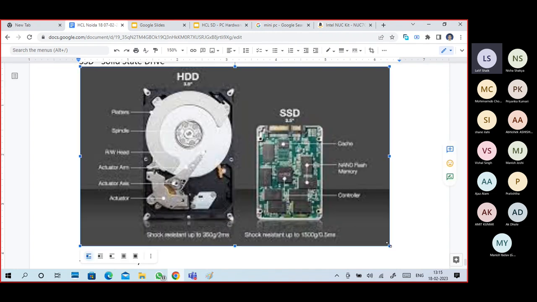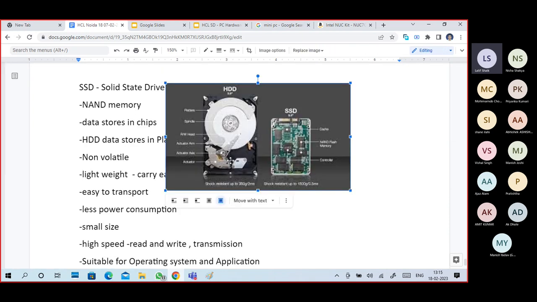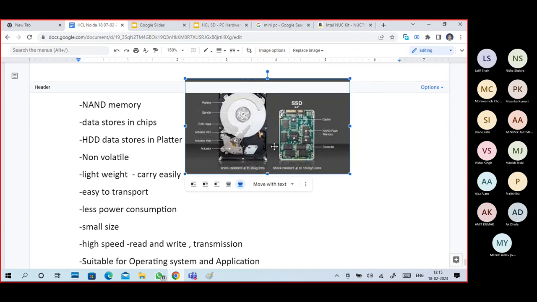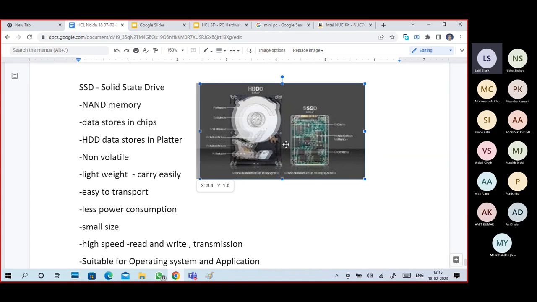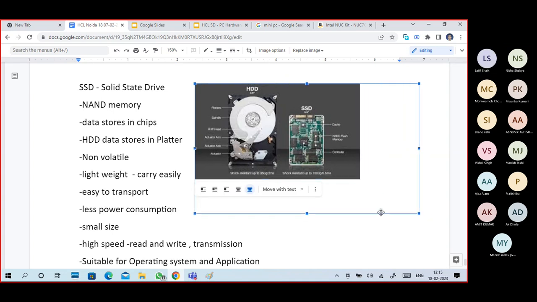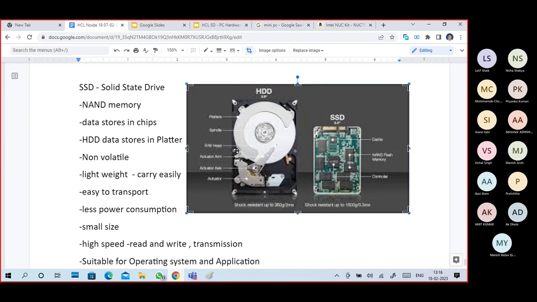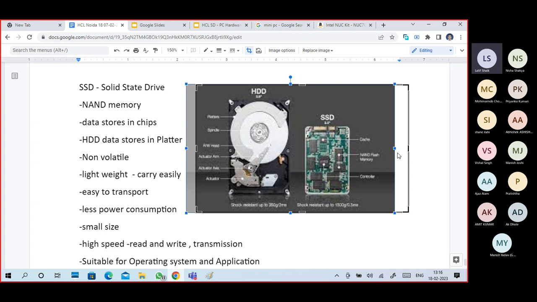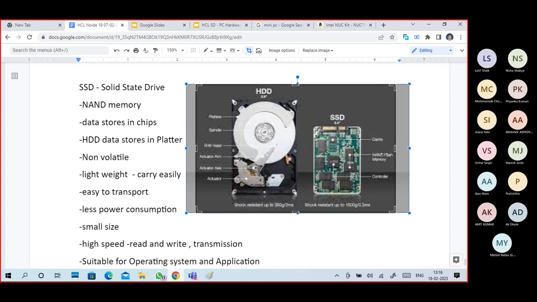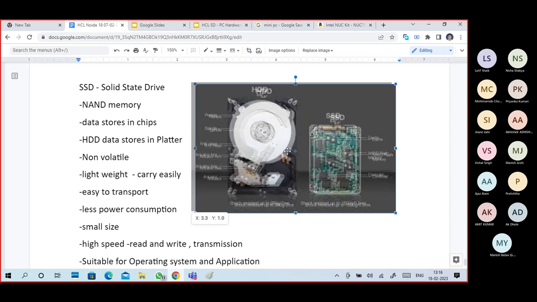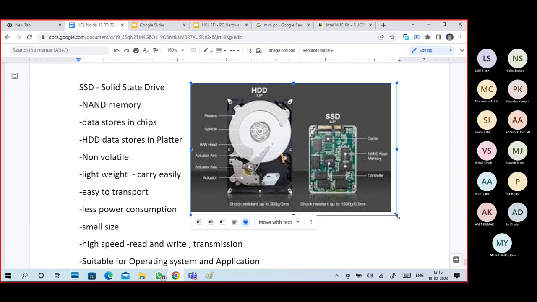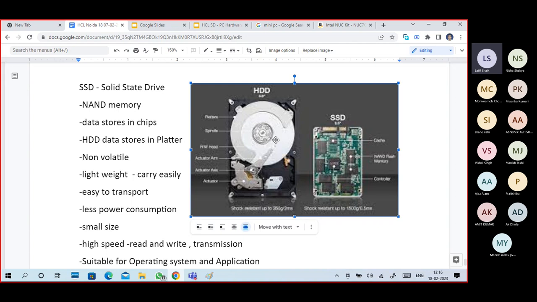SSD is a NAND memory. A normal hard disk stores the data in the platter. We have a read and write head, so we read data and write data on this platter. But SSDs are NAND memories, and data is stored in chips only.